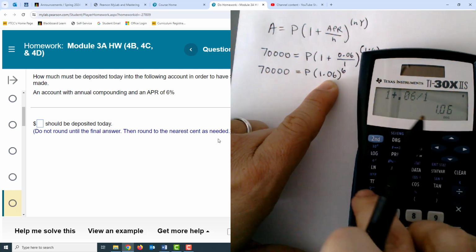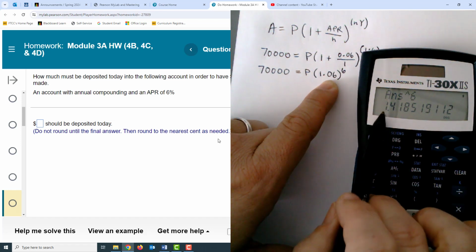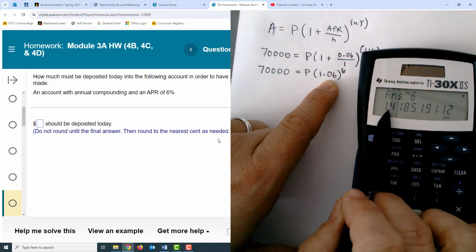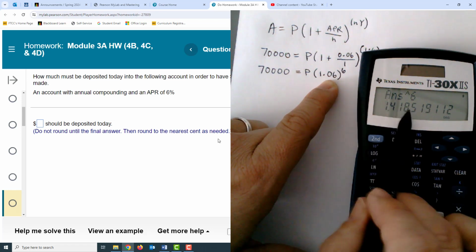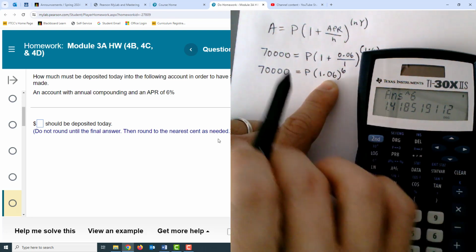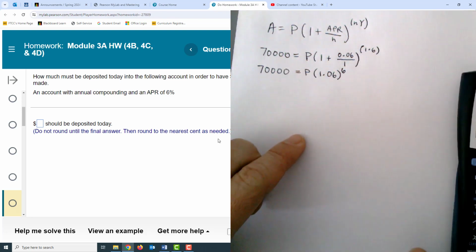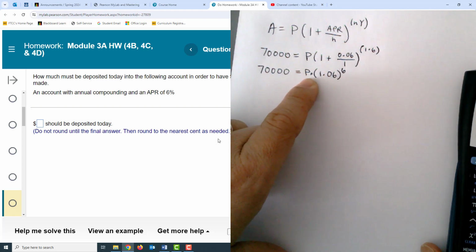So if we do that, we get this. Okay? Definitely do not round that anywhere to like 1.42 or 1.419. Do not round it. We're not supposed to round it at all. But in order to continue with this problem, we want to solve this equation. We have to find out what P equals.